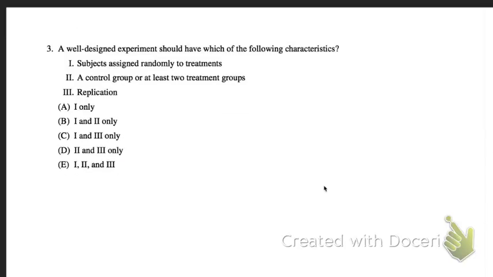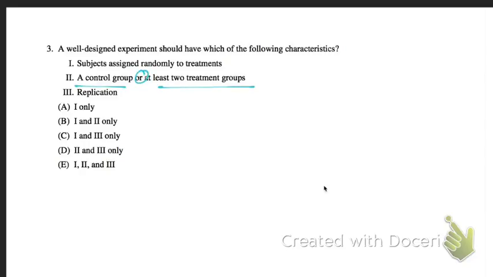Number 3, a well-designed experiment should have which of the following characteristics? It needs random assignment. It doesn't have to have a control group, or at least 2. Okay, so I said it didn't, and so I put 1, like it didn't have to have it. So I said 1 and 3, because you have to have those 2. Is the answer E? Yes. Okay. So, like you don't have to have a control group. But in this, it says a control group or at least 2 treatment groups.